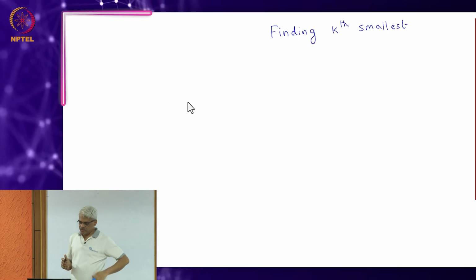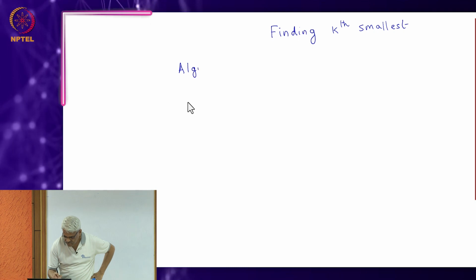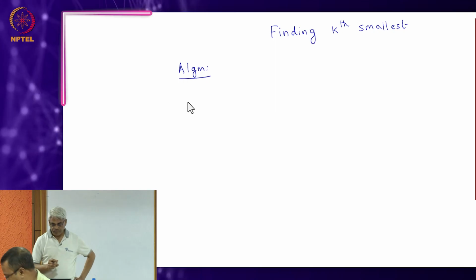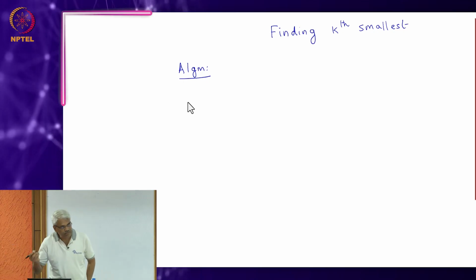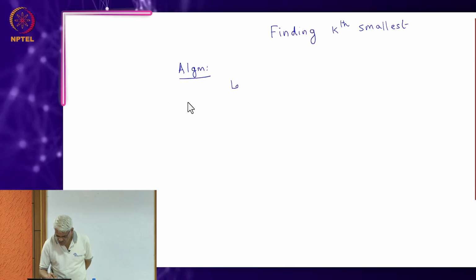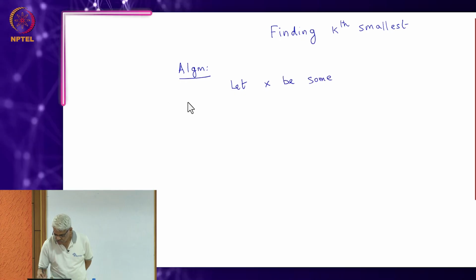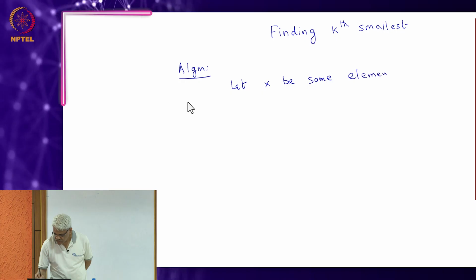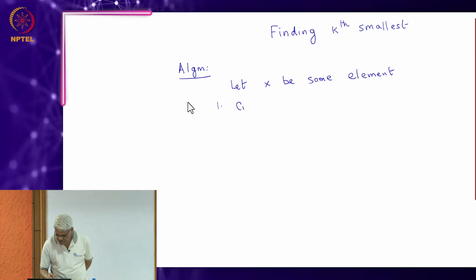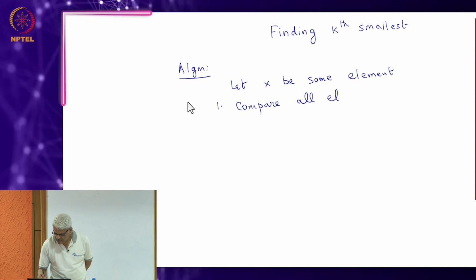Okay, so the algorithm works like this. It's sort of like quicksort. Pick some pivot element x, some element in the array. Step 1: compare all elements with x.